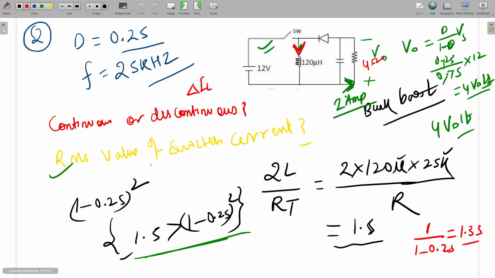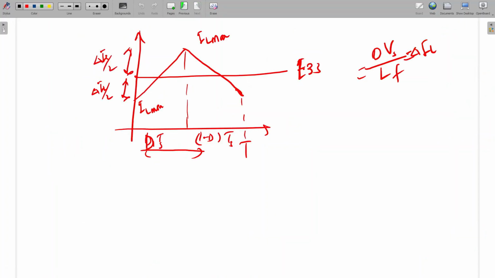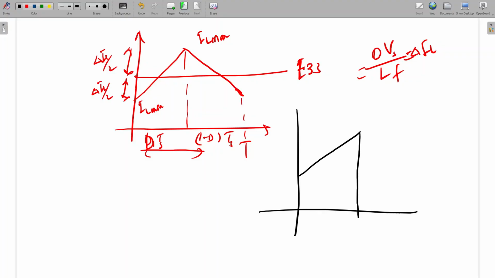So it is just the RMS value of the switch current. The switch current waveform will be like this one, trapezoidal. This is IL minimum. This is IL maximum. This is DTS. Already I have given the formula. All of you have that short formula for how to calculate the RMS value.